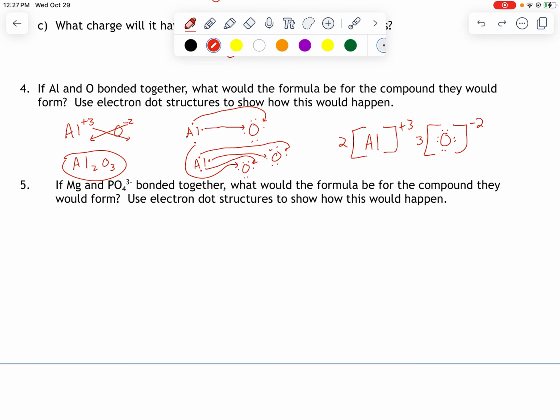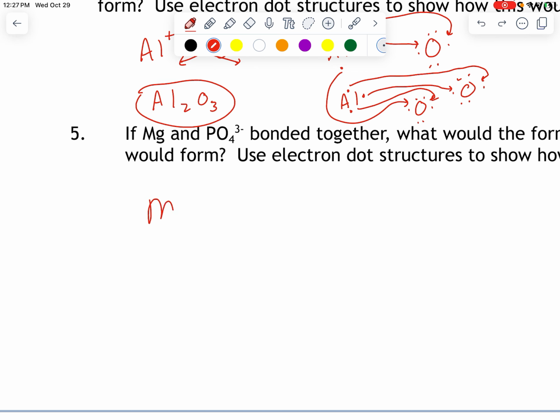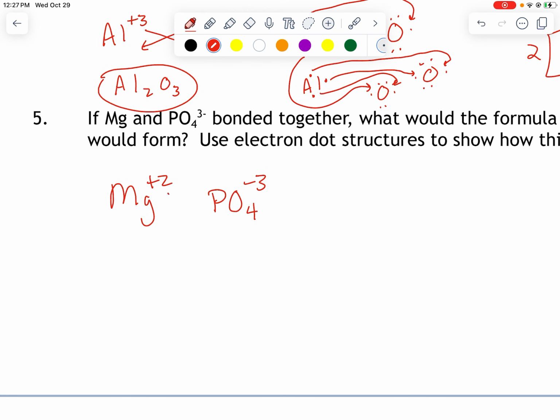All right, number 5, magnesium and phosphate bonded together. What would the formula be for the compound that they would form? So what I would do for this one is establish charges. Magnesium +2, phosphate -3. So you crisscross your charges. Your formula is Mg3(PO4)2. Oh gosh, that 2 should be down there.